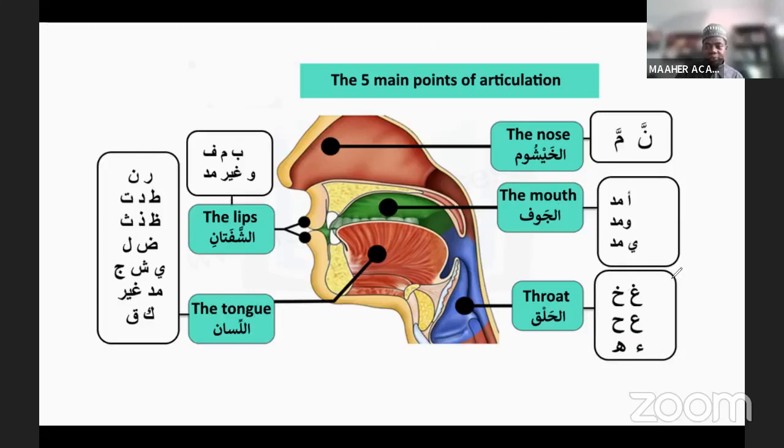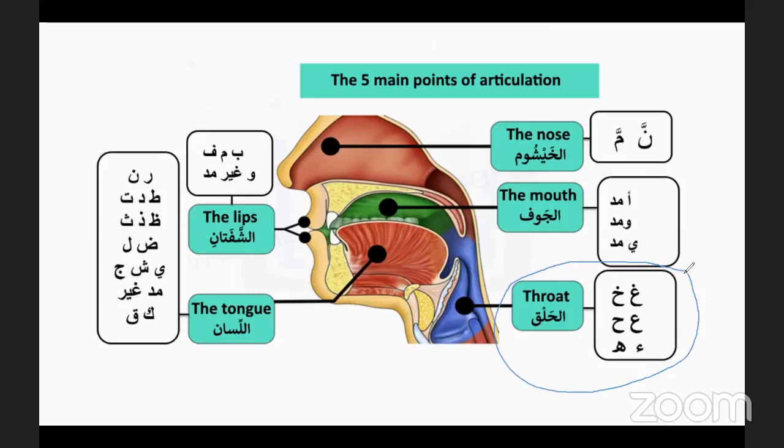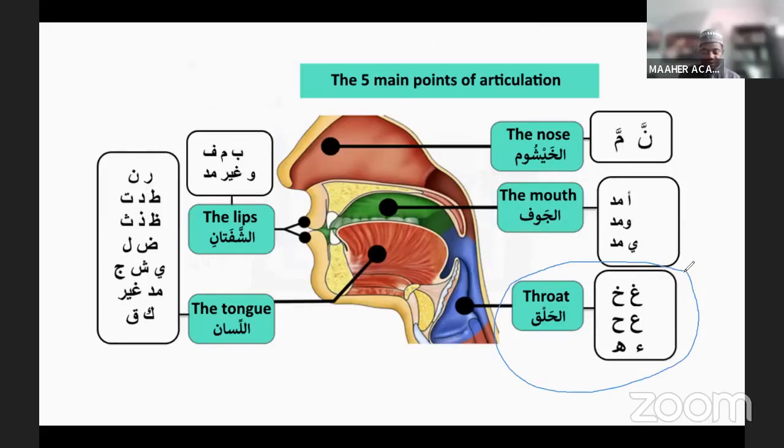You see me circling this, right? You see that? Okay. These are the throat letters, and there are 6 of them. This is taking out some of the letters which are the most difficult to pronounce in the Quran for a lot of people because of where they come out from. The throat letters come out from the deep of the throat, right?